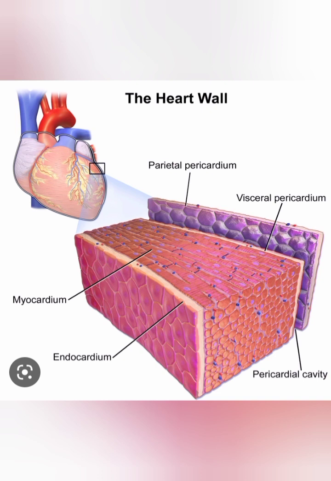Let's discuss the layers of the heart. The layers of the heart are mainly divided into three: pericardium, myocardium, and endocardium. Pericardium is the outermost layer. Myocardium is the middle layer. It is made up of a smooth muscle layer. And the endocardium is the innermost layer.